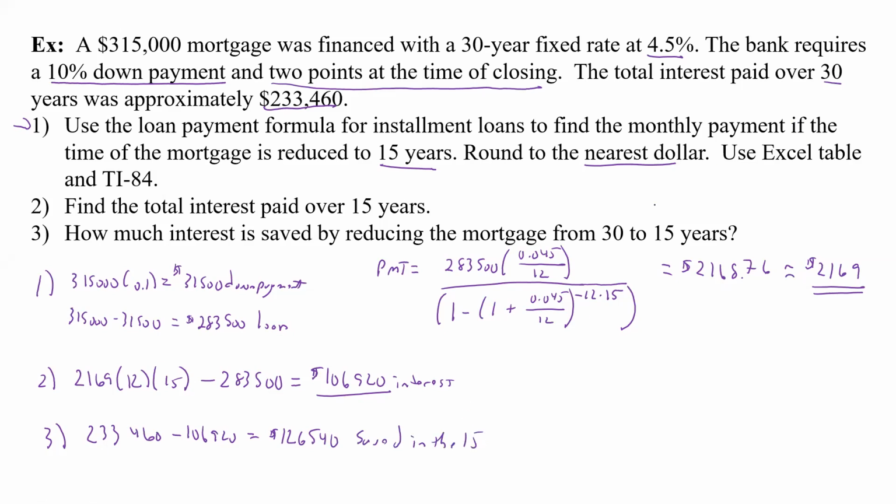So we started with 30 years, we reduced it by 15 years to a 15-year loan, and so we saved 126,540. All right, so let's stop there and we'll come back for more in a little bit.